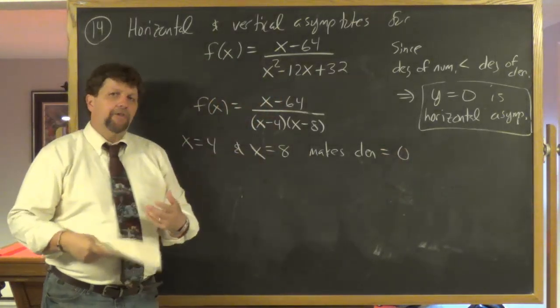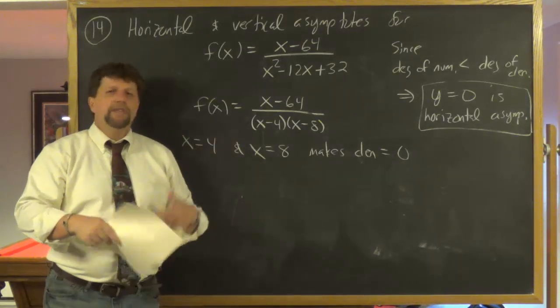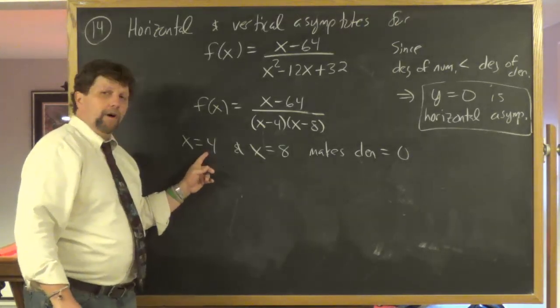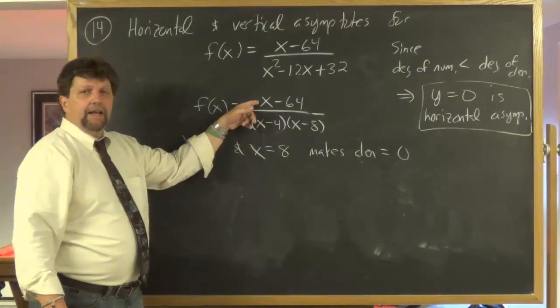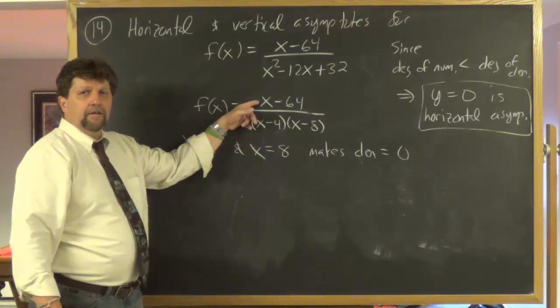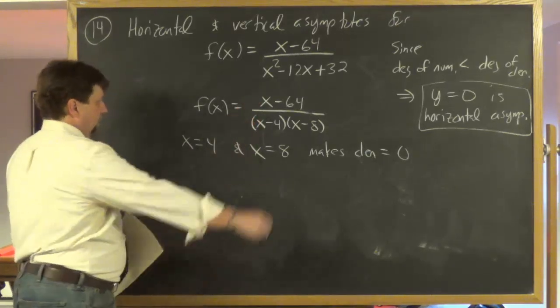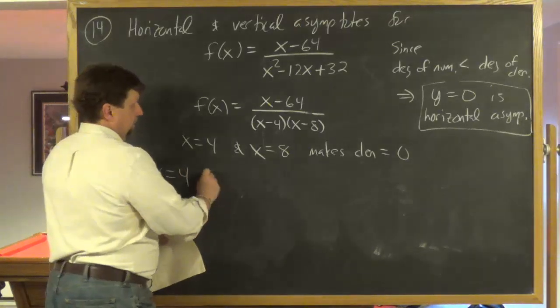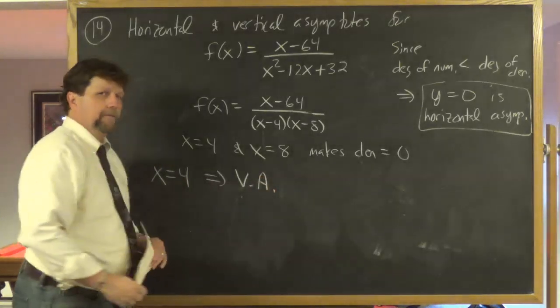And then remember the final thing, you find the values of x that make the denominator 0, and then you see what that does to the numerator. So in other words, x equals 4. That makes the denominator 0. But the numerator would be negative 60. Well, if the denominator is 0 and the numerator is not 0, that tells us x equals 4 is giving us a vertical asymptote.